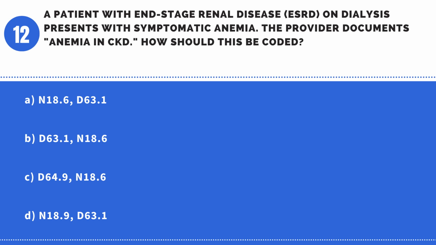A patient with end-stage renal disease, ESRD, on dialysis presents with symptomatic anemia. The provider documents anemia in CKD. How should this be coded? A. N18.6, D63.1. B. D63.1, N18.6. C. D64.9, N18.6. D. N18.9, D63.1?